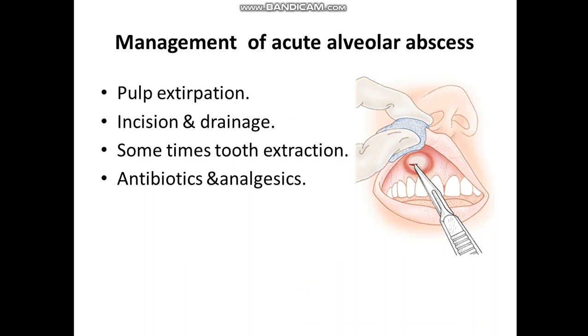Pulp extirpation in case of single-rooted teeth may be more effective to relieve the pain and subside the condition. But in case of multi-rooted teeth, sometimes we also need incision and drainage, which should usually be done when there is an abscess. Sometimes tooth extraction, if the position of the tooth is not strategic or it is badly carious. Antibiotics and analgesics should also be prescribed.